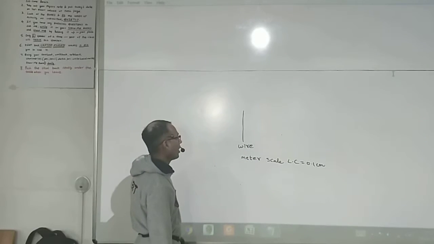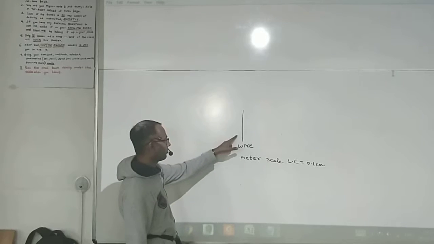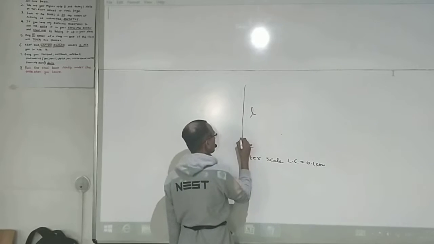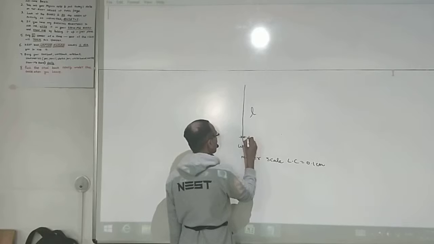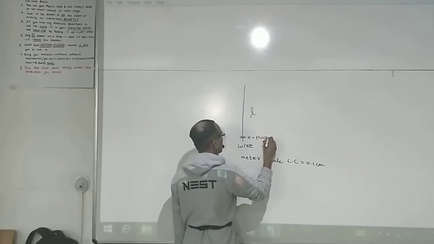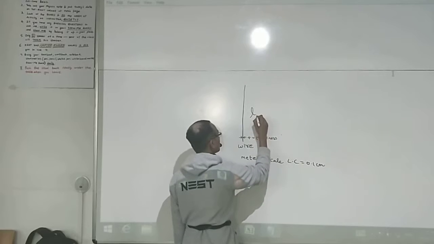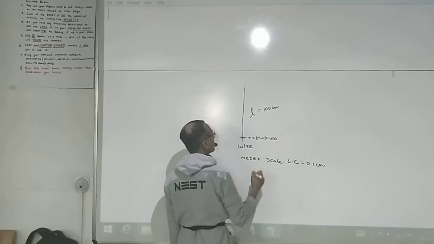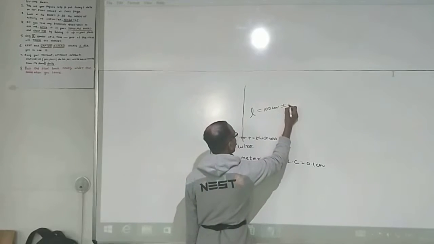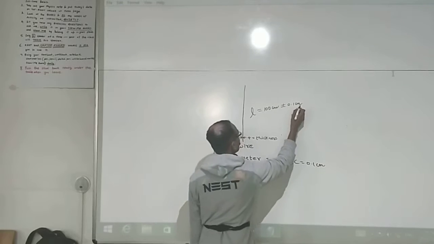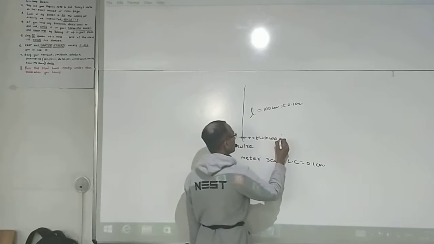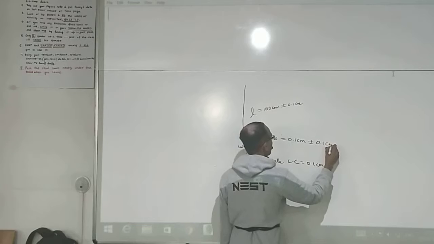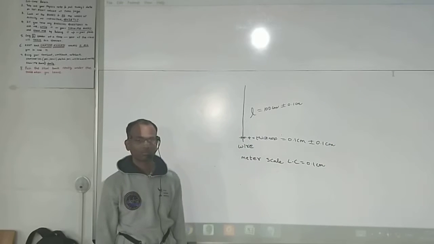And I am using it to measure the thickness of the wire and also the length of the wire. This is thickness, this is length. Let us say length is 100 centimeter. So we have measured it to an absolute error of plus or minus 0.1 centimeter. And let us say thickness is 0.1 centimeter. We have again measured it to an absolute error of plus or minus 0.1 centimeter.